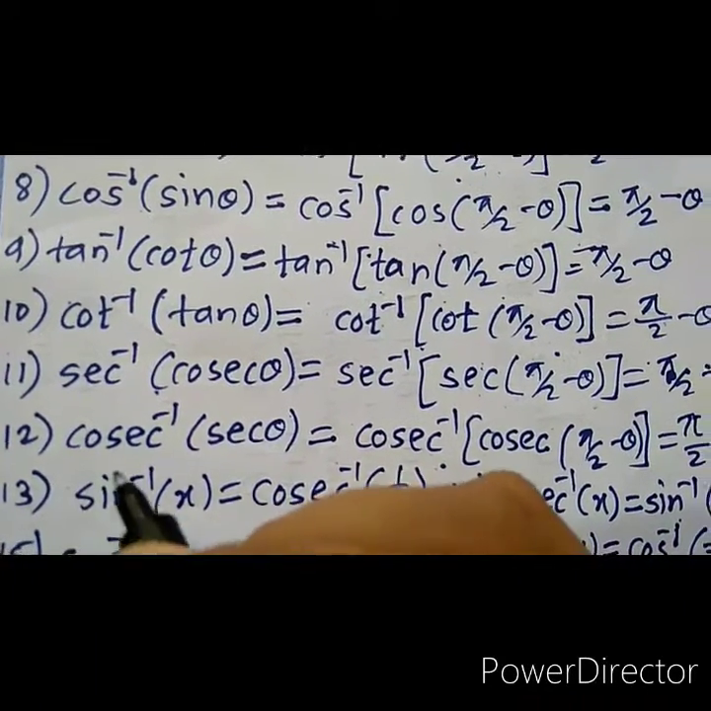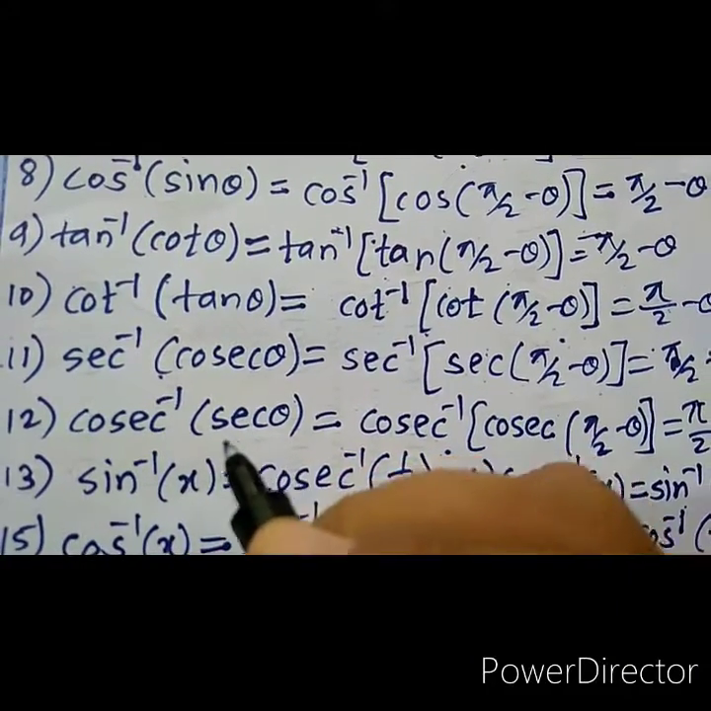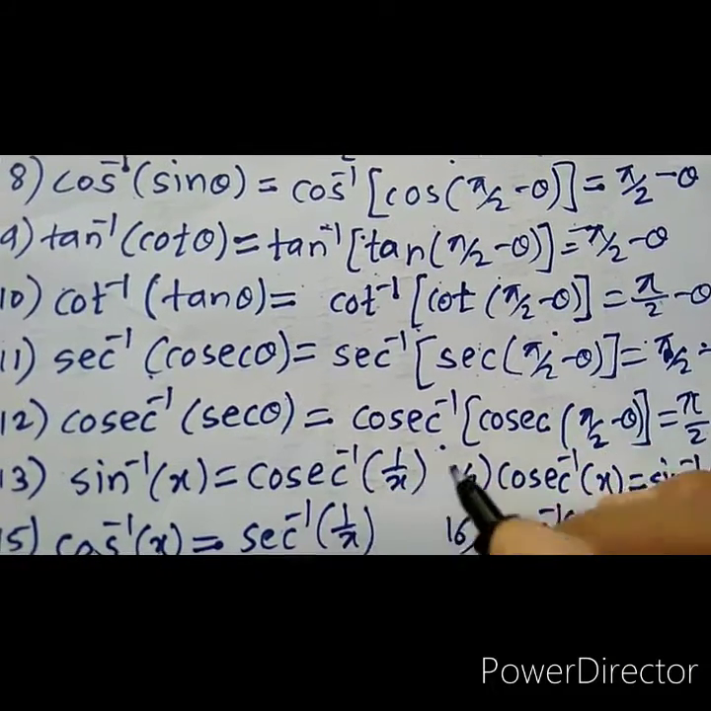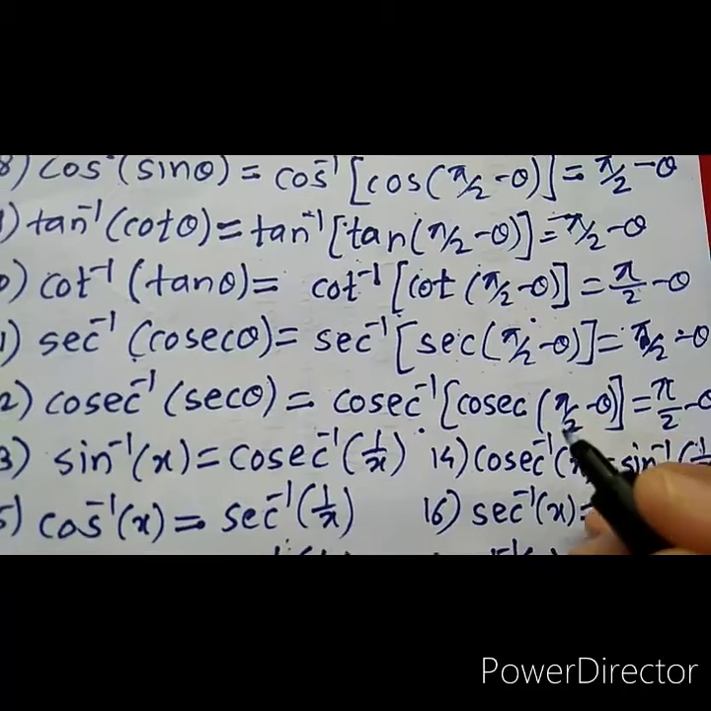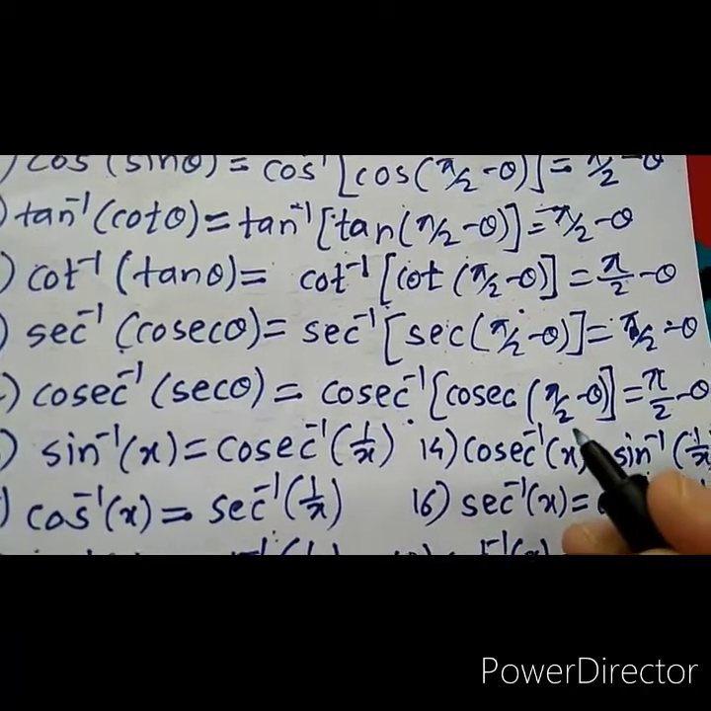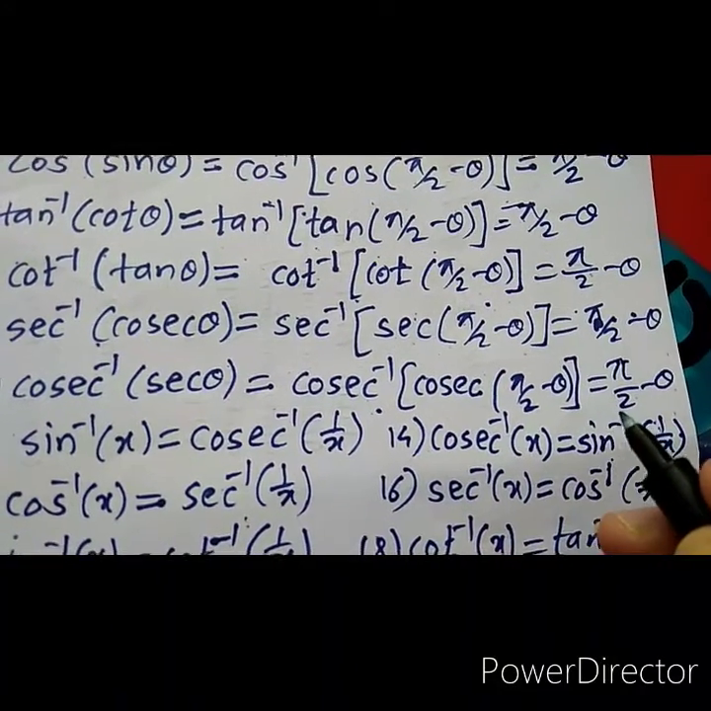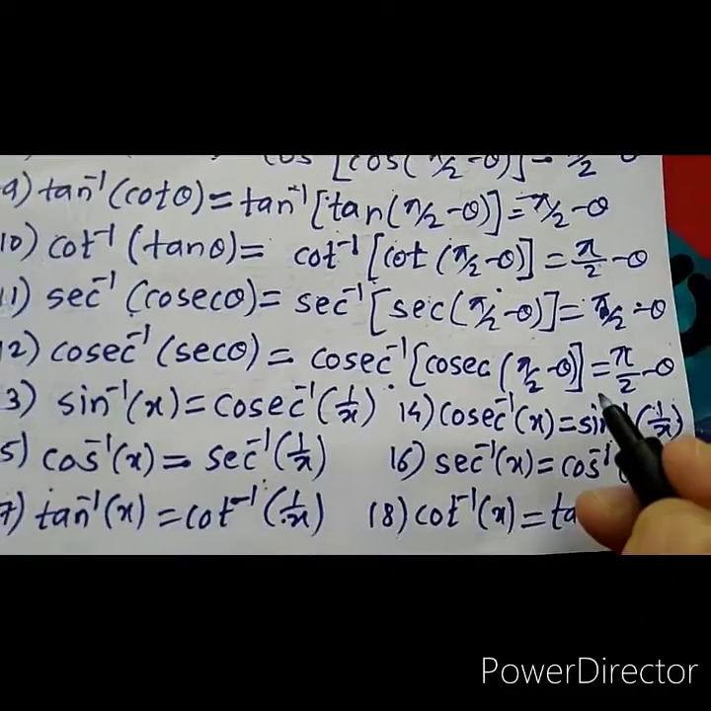Number 12, cosec inverse of sec theta. In the place of sec theta we can replace cosec of pi by 2 minus theta. So cosec inverse of cosec of pi by 2 minus theta, we will get pi by 2 minus theta.